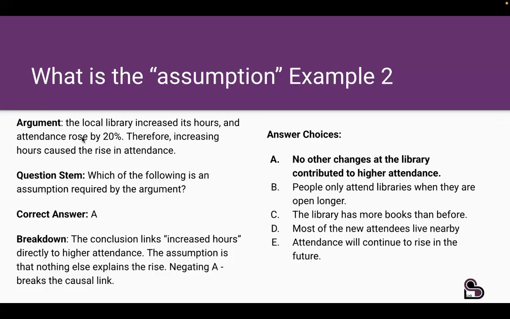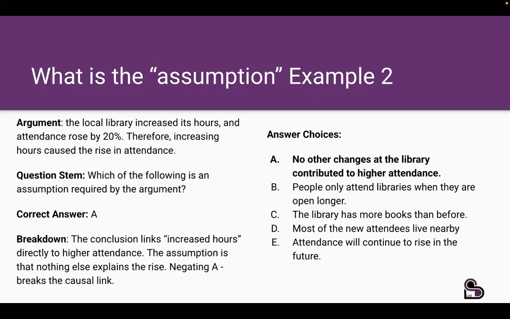Argument: the local library increased its hours and attendance rose by 20%. Therefore, increasing hours caused the rise in attendance. Question stem: which of the following is an assumption required by the argument? So we have: A, no other changes at the library contributed to higher attendance. B, people only attended libraries when they're open longer. C, the library has more books than before. D, most of the new attendees live nearby. And E, attendance will continue to rise in the future.